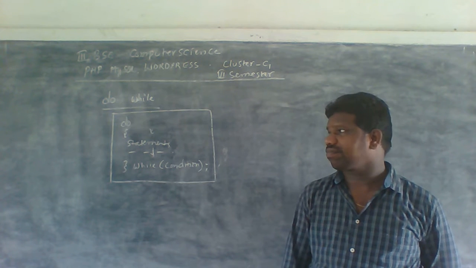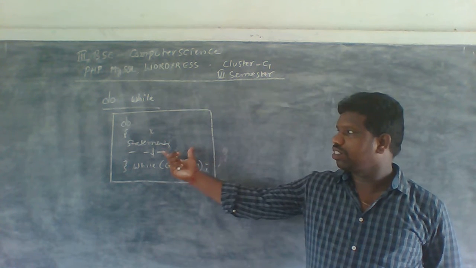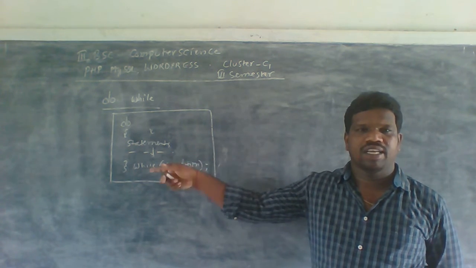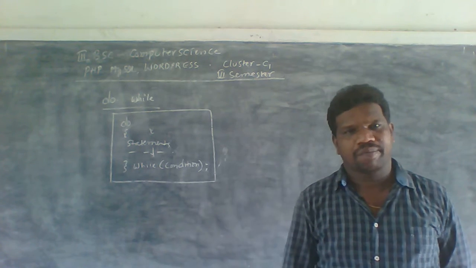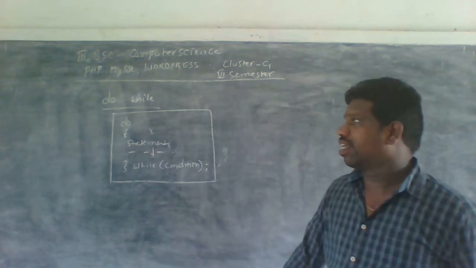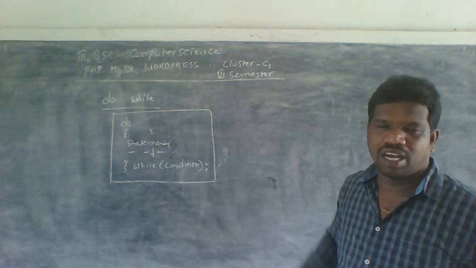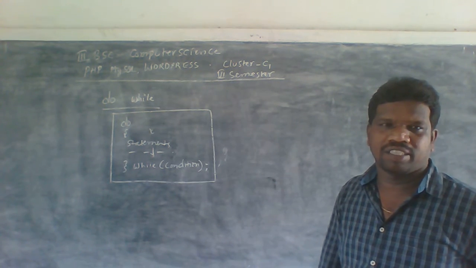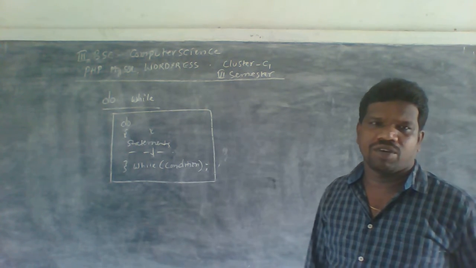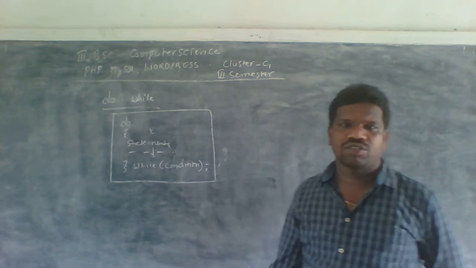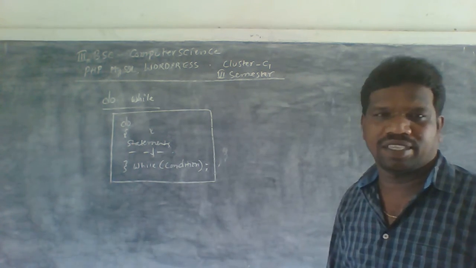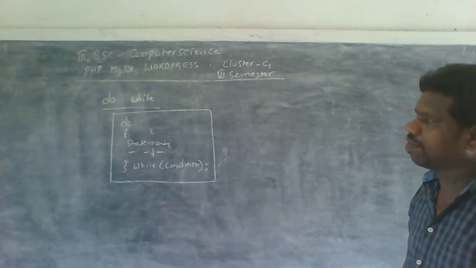Do, statements and condition. If the condition is true, the loop will be executed and continuously repeated. This is one of the do while looping statements in PHP. This is the syntax for do while. When writing the program code, you have to follow this syntax. So you have to copy this syntax of the do while statement. Let us copy this statement.